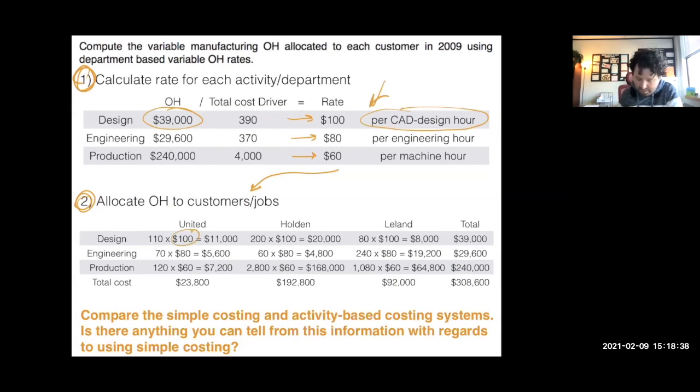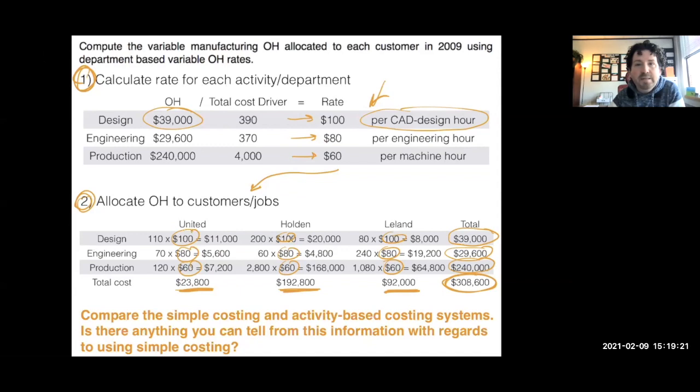All right, so I took the $100 rate, multiplied it through, the $80 rate, multiplied it through, the $60 rate, multiplied it through. And I got $39,000, which is a check figure. They tell me that when I added all those across, 29,640, and lo and behold, my total of 308,600 was allocated to all 3 of my clients. 23,800 got allocated to United, 192,800 got allocated to Holden, and 92,000 got allocated to Leland. Any questions with those numbers? Did everybody get these totals down here? 23,800, 192,800, 92,000? If not, you're well on your way to getting them, I hope.